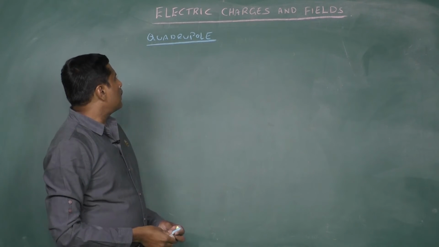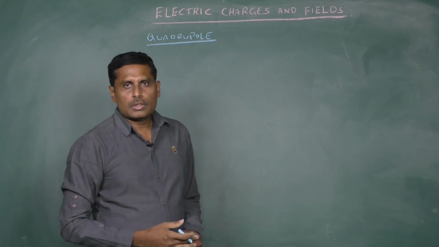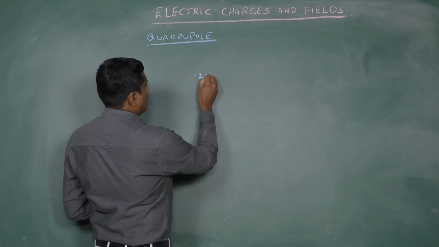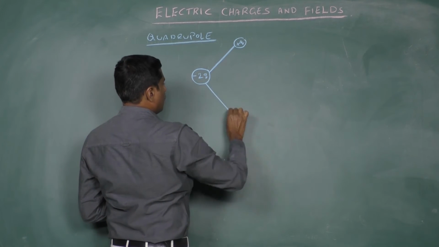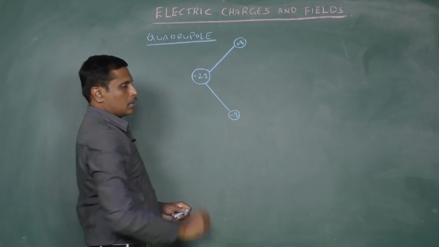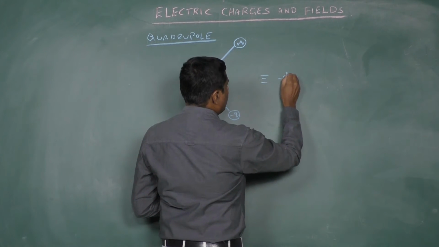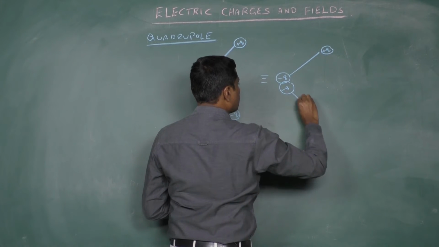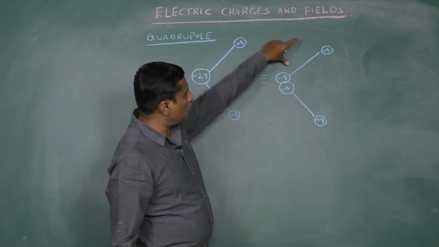Quadrupole. What is meant by quadrupole? A system consisting of two dipoles is called a quadrupole. For example, I am taking charges minus q, plus 2q, and minus q. You can see the charges are distributed like this. But you can write this system as minus q plus q, minus q and plus q. You can observe here there are two dipoles.